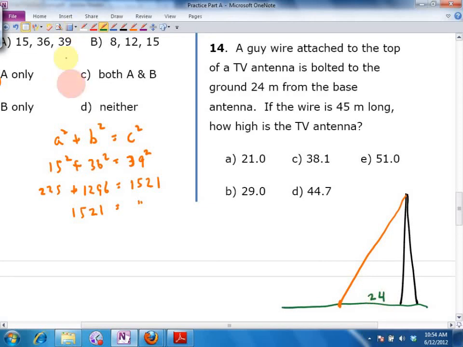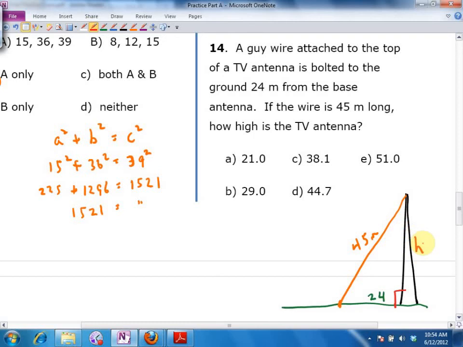Okay? And what about the 45? That's the length of the wire. So the 45, there's the wire. The 45 meters goes right there. Now we're assuming that this tower is like 90 degrees to the ground. It's going to be straight up and down. Most towers are like that. And so they want to know how high is the antenna. Since the wire goes to the top of the antenna, we're trying to find the height here. So this is the height of this tower.